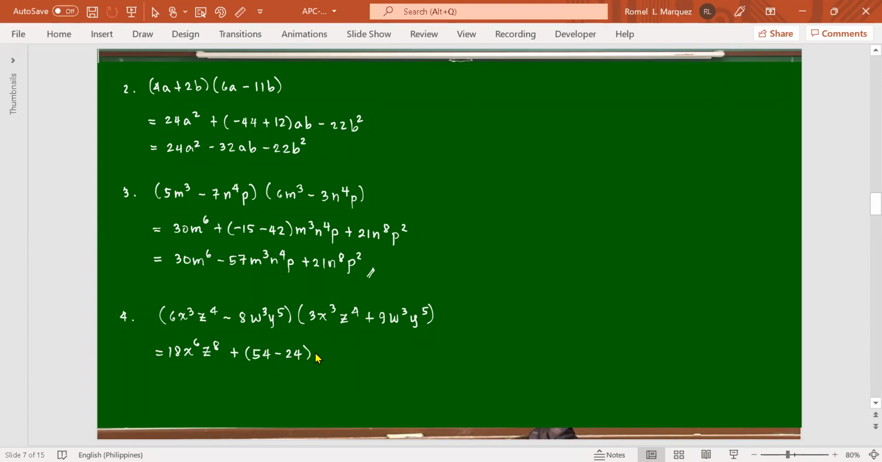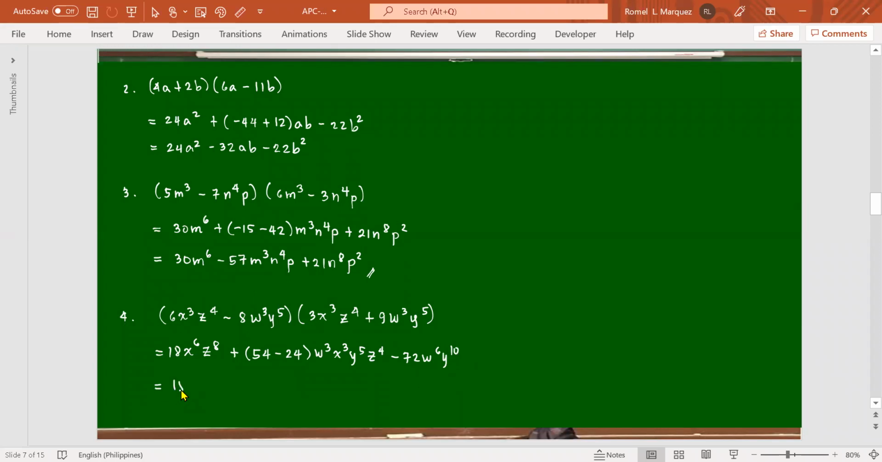So we copy, no? W cubed, X cubed, Y to the 5th, Z to the 4th. Okay, guys? Then plus negative 8 times 9, 72. Then W to the 6, Y to the 10.